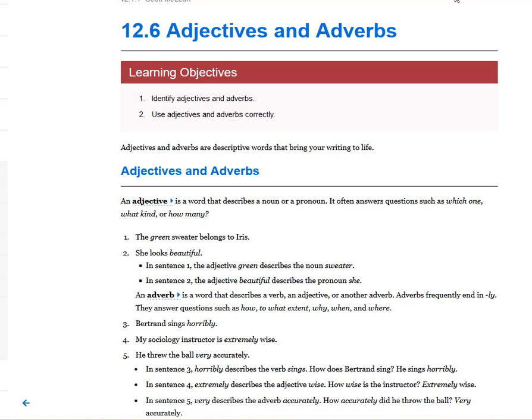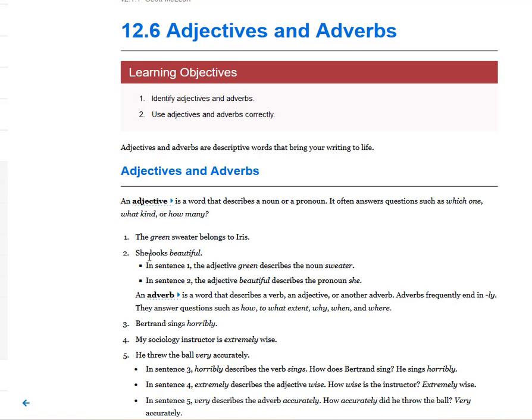Adjectives and adverbs. An adjective is a word that describes a noun or pronoun. It often answers questions such as which one, what kind, and how many. The green sweater belongs to Iris, so green modifies the noun sweater, so it's an adjective. She looks beautiful. Beautiful here is an adjective that modifies she.